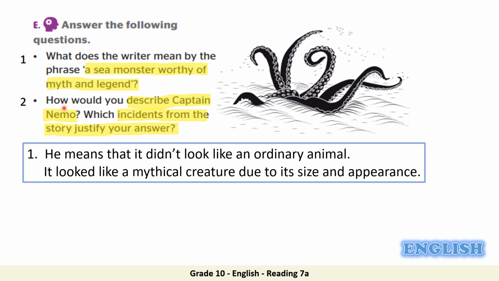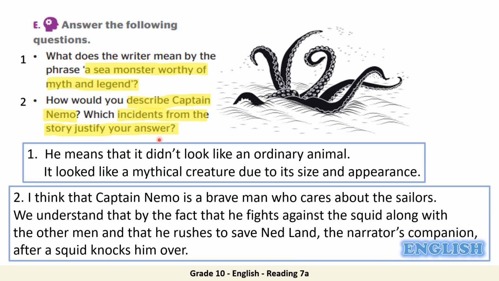Question 2. How would you describe Captain Nemo? And which incidents from the story justify your answers? So, we might say, I think that Captain Nemo is a brave man who cares about the sailors. So why do you think that? Because we understand that by the fact that he fights against the squid along with the other men, and that he rushes to save Ned Land, the narrator's companion, after a squid knocks him over.